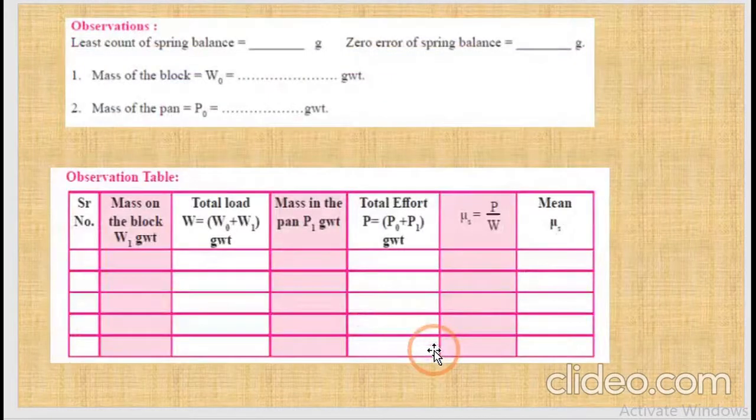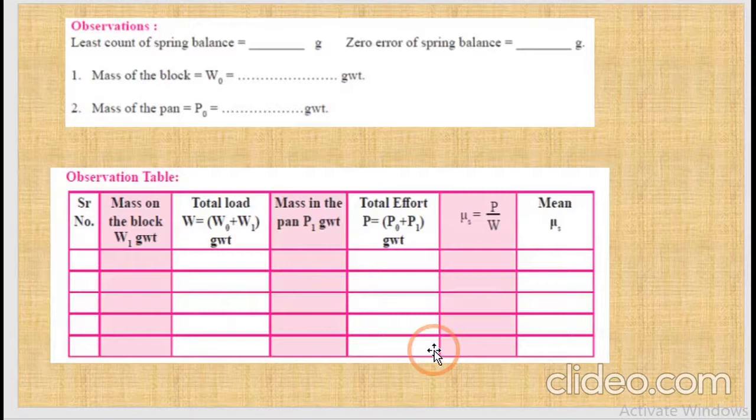Now, which observations are we going to take? First one, least count of spring balance. After checking that instrument, we will find it out. Zero error of spring balance. As per procedure, we have to note down the mass of the block and the mass of the pan separately. In the observation table, we are going to add the weight in the block.